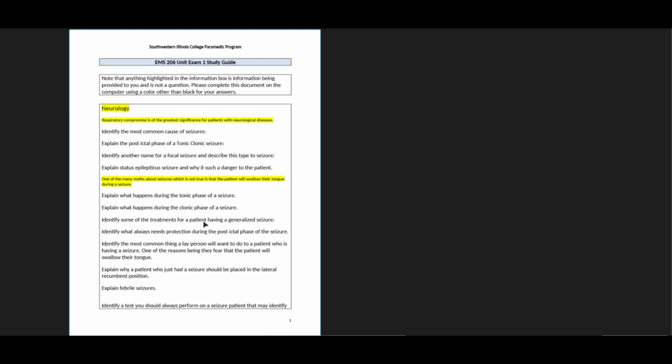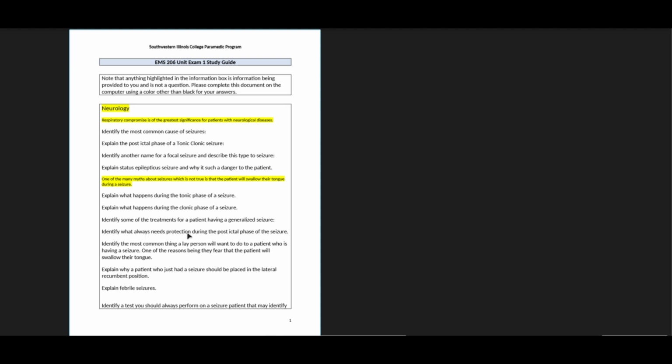Identify some of the treatments for a patient having a generalized seizure. So, treatment for a seizure patient is going to pretty much revolve around, first of all, airway protection, making sure they don't injure themselves, and then reversal of the seizure. So, whether that's giving a benzo or if we have found some reversible cause of a seizure like hypoglycemia, eclampsia, febrile seizure, trying to address those underlying causes.